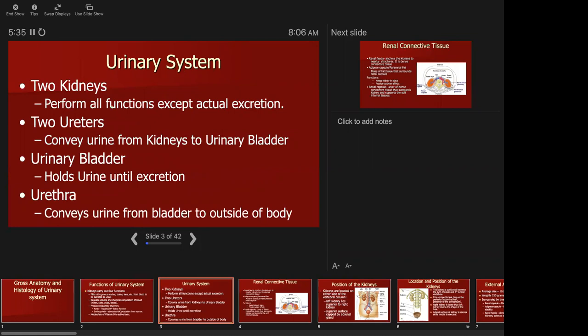Basically, each person has 2 kidneys. The urine produced in the kidneys is drained into the urinary bladder through the ureter. So there is 1 ureter from each kidney, which goes down to link up with the urinary bladder. We also have the bladder, which holds the urine until excretion, and urine excretion is through the urethra. This is just to complete the description of the urinary system.